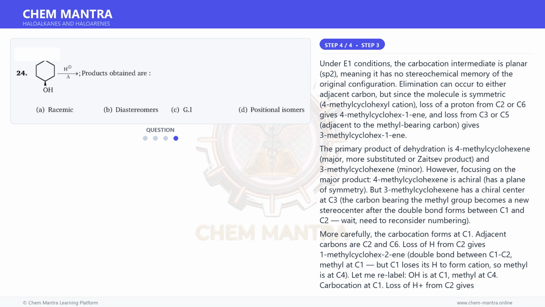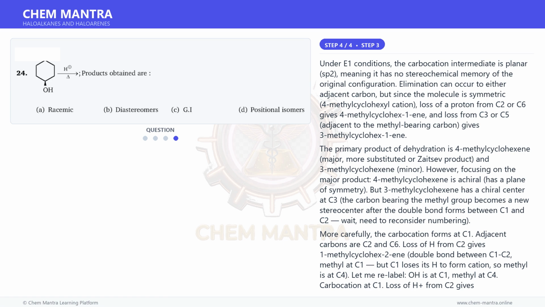However, focusing on the major product, 4-methylcyclohexene is achiral, has a plane of symmetry. But 3-methylcyclohexene has a chiral center at C3. The carbon bearing the methyl group becomes a new stereocenter after the double bond forms between C1 and C2. Wait, need to reconsider numbering.